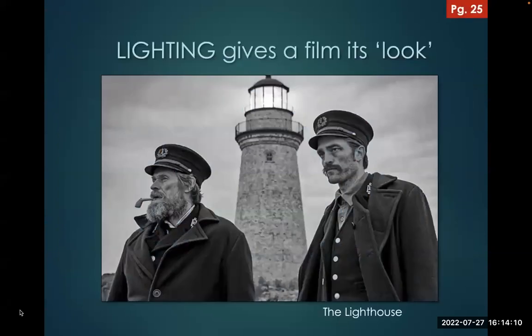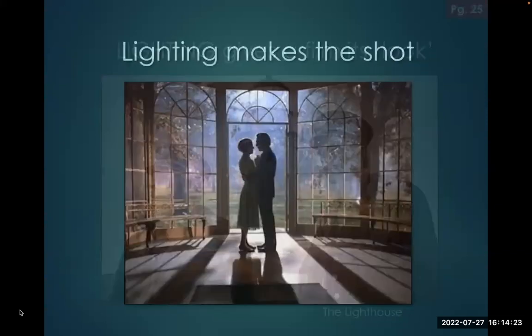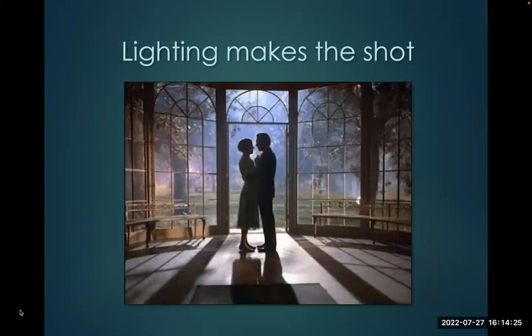So lighting gives film its look. It's what makes a film look like the time period it's supposed to be in. And here we see that example with the lighthouse. It looks like an old silver print photograph. Lighting makes the shot. In this example, we see the backlighting of the two romantic figures really creating the scene, making the strafes on the ground and so forth.